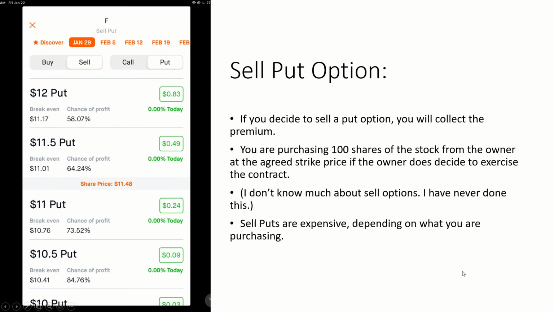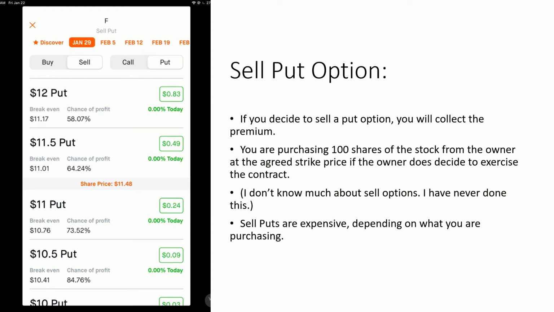Sell put options. These are really expensive. Okay, y'all do the math on these. These bad boys are expensive. So if you decide to sell a put option, you will collect the premium. You are purchasing 100 shares of a stock from the owner at the agreed strike price if the owner does decide to exercise the contract. Like I said, I don't know much about sell put options, so I cannot tell you much about this. But I do know they're very expensive.